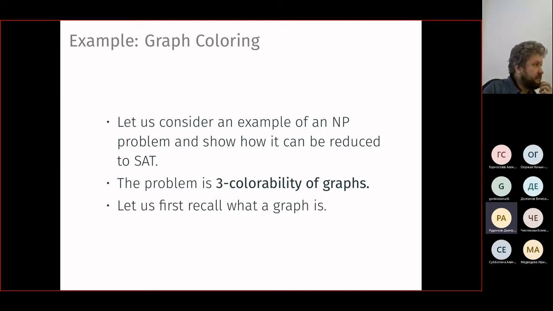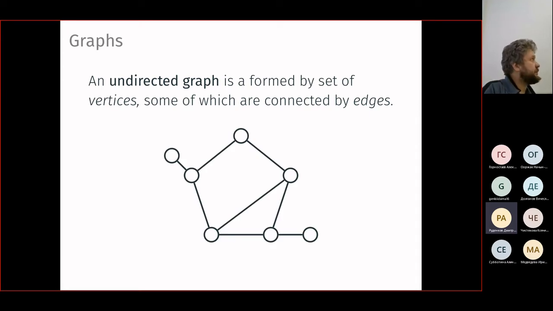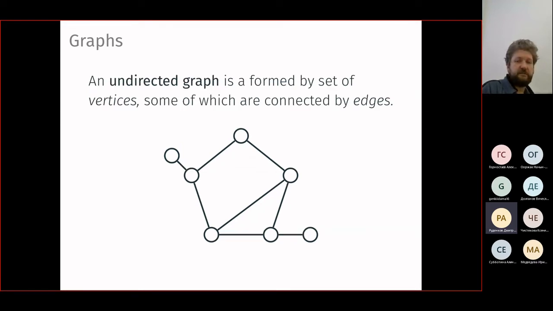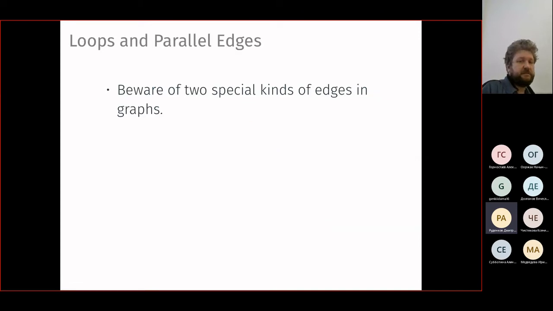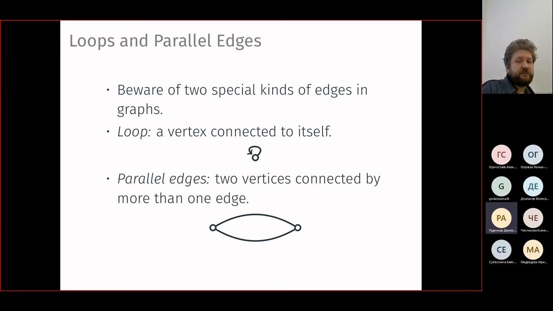Let's first recall what a graph is. So now we stop for a bit talking about Cook-Levin and P and NP. We'll quickly discuss what a graph is. An undirected graph is formed by a set of vertices, and some of them are connected by edges. This is a typical graph. There are many variants of that. There is a directed graph where edges have arrows. So for each edge, you know which is the beginning and which is the end. In an undirected graph, you don't know that. And there are specific kinds of edges. There could be a loop, a vertex connected to itself. It could also be a directed loop. And also there are parallel edges, where two vertices are connected by more than one edge.